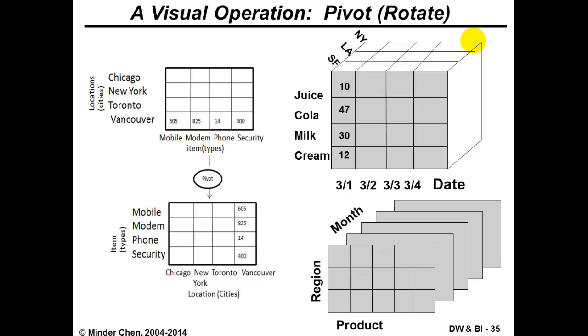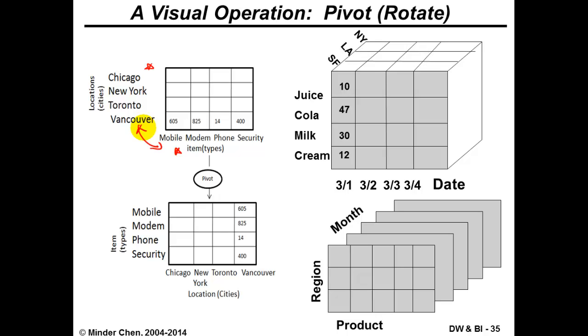And in terms of visually presenting the data, sometimes we do use the pivot operation. Pivot basically allows you to rotate the row and column dimensions with each other. For instance, we have location as the row and the product type as the column, and then we can pivot by switching the rows and columns, and that's what we get.